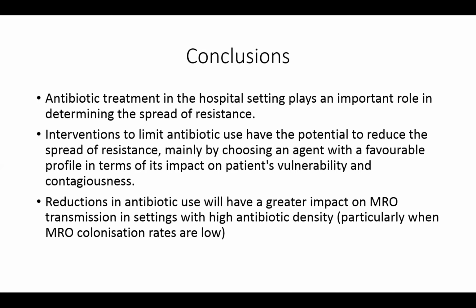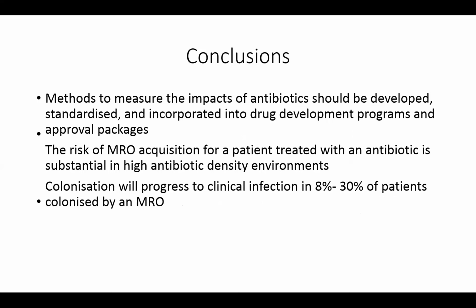Reductions in antibiotic use are going to have the greatest impact on multi-resistant organism transmission in places where you've got high antibiotic density, especially when MRO colonisation rates are low, because when MRO colonisation rates are high, you've got less of an impact. But we do need to have methods to measure the impacts of antibiotics so that they can be incorporated into drug development programs, and so that we actually will know the V and C values for various antimicrobials.